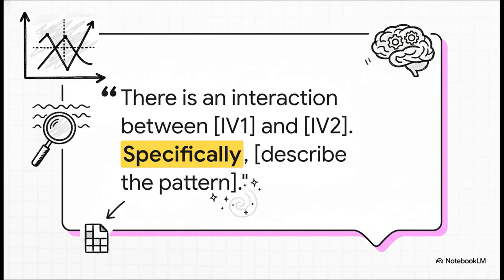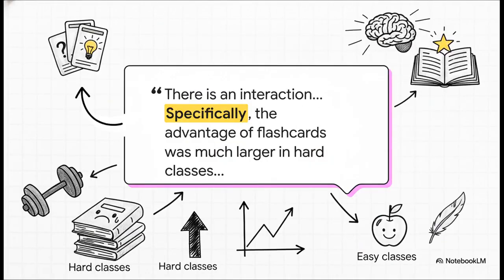It's so easy. When you find an interaction, you don't just say it's there and walk away. Nope. You start by saying there is an interaction between whatever your first variable is and your second variable. But then, and this is key, you have to add the magic word, specifically, and then you describe the pattern. And using this template is incredibly simple. We just plug in what we found from our last example. It would look like this.